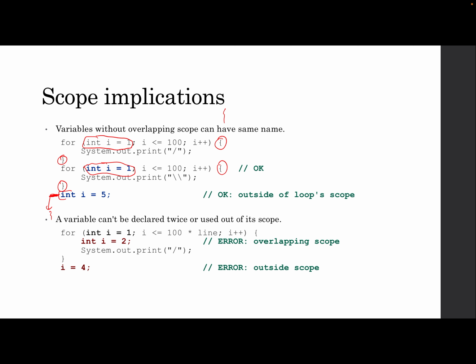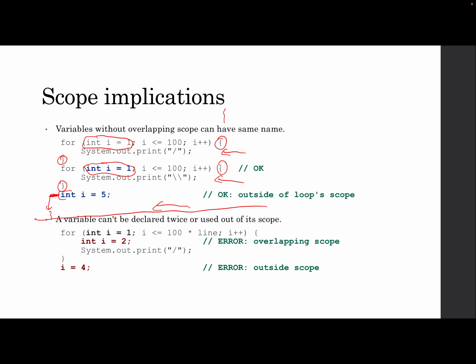Since those scopes don't overlap, Java has no trouble figuring out which variable you're talking about. If you're talking about i here, Java knows what you're talking about. If you're talking about i here, Java knows what you're talking about. If you're talking about i here, Java knows what you're talking about.